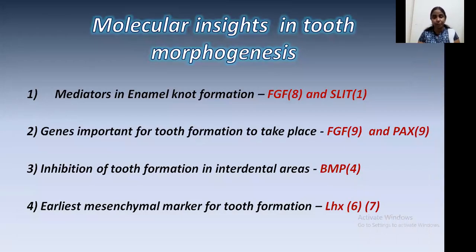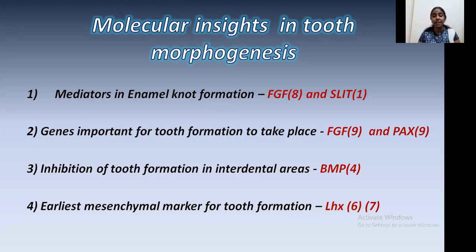Molecular insights in tooth morphogenesis. Pay attention because this is a completely MCQ based part. You will be given the following genes and asked to which factor of morphogenesis in tooth development it correlates. Please note down, mediators in enamel knot formation are FGF8 and SLIT1. Genes important for tooth formation to take place, FGF9 and PAX9.